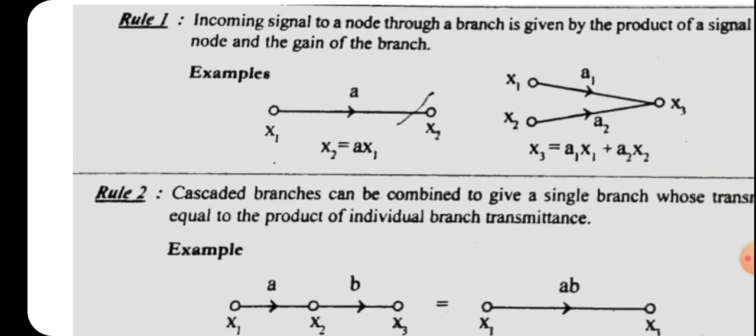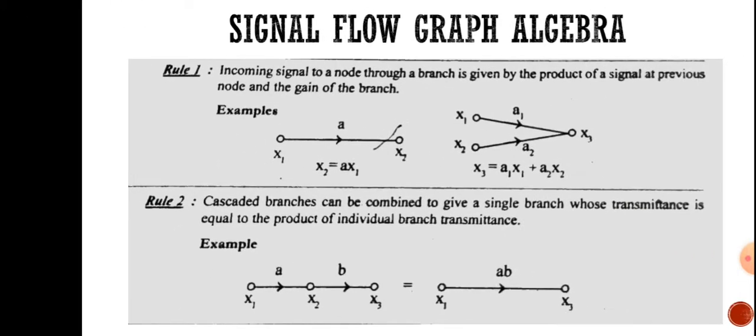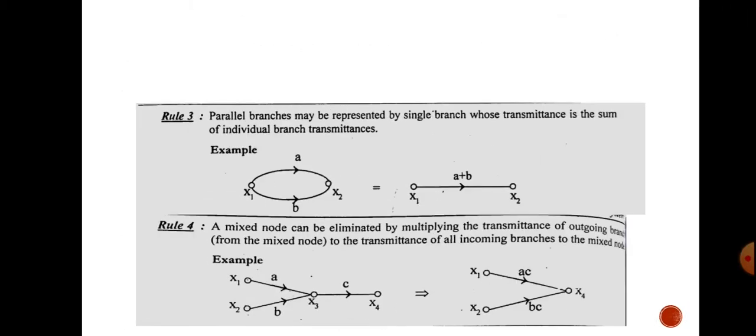The second rule is that cascaded branches can be combined to give a single branch whose transmittance is equal to the product of the individual branch transmittances. Here three nodes are given, x1, x2 and x3, and there are two branches with transmittances A and B, which can be combined to give AB. So cascaded branches can be combined to give a single branch whose transmittance is the product of the individual branch transmittances.